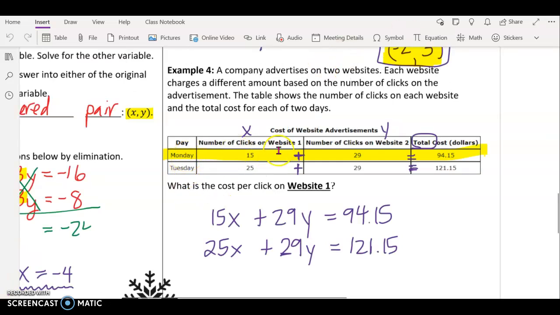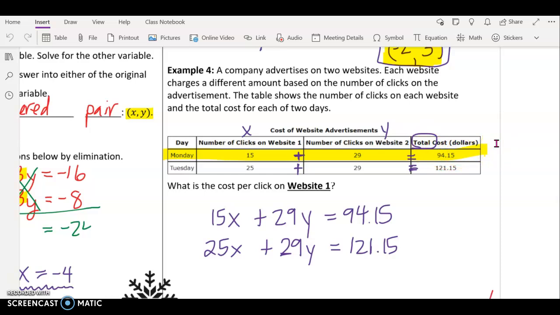Okay, guys, check your equations. Notice that each line is an equation. So Monday, the first website had 15 clicks, but we don't know how much money the advertisers get per click. That's what we need to find out, and we're calling that X. X is how much it costs, or how much they have to pay per click for website 1. And then website 2, there are 29 clicks on Monday. We don't know how much that costs either, that's why Y. And the total cost, though, is $94.15. Remember, total means it goes on the right, and both of these are in standard form.